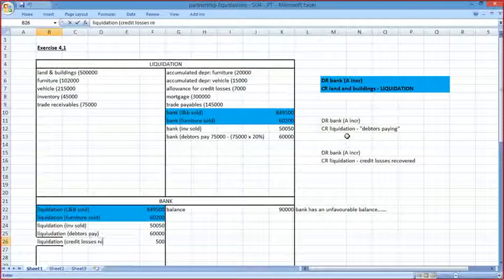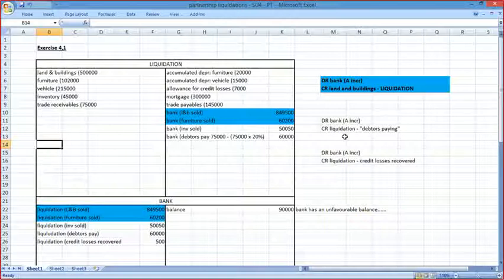Credit losses recovered. Is that right? Oh, I'm seeing what they're saying. So we wrote off that 650 and then the guy decided to give us 500 back. Yes, but the 650 was long ago. Okay, that makes sense. All right, next.